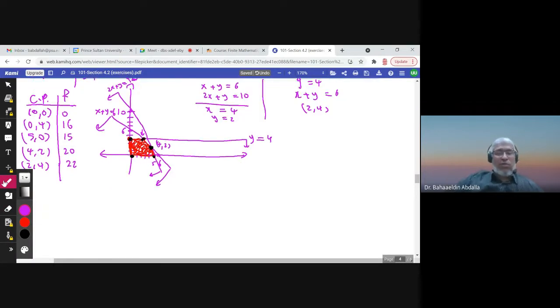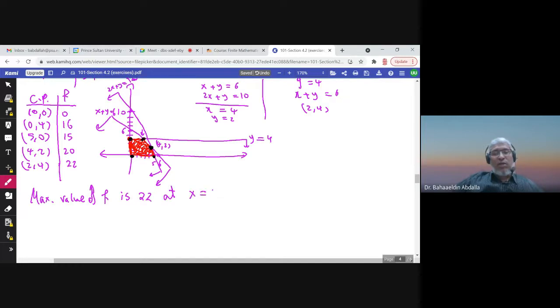So the answer would be: the maximum value of f is 22 at x equals 2 and y equals 4. And the minimum value of f is 0 at x equals 0 and y equals 0.